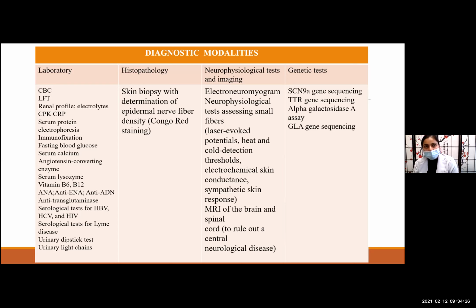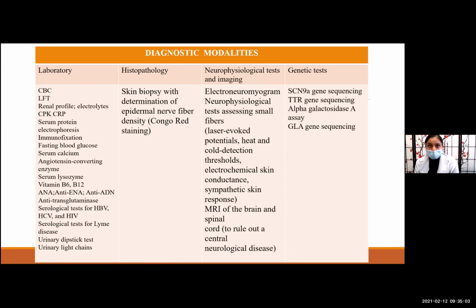And skin biopsy would be one of the things that we'd like to do, because it would show you objectively whether you have the small nerve fibers present there or not. The other thing would be electroneuromyogram. Electroneuromyogram only shows us if there's a large fiber involvement. It does not tell us if small fibers are involved. It just shows us a concomitant large fiber pathology as well.